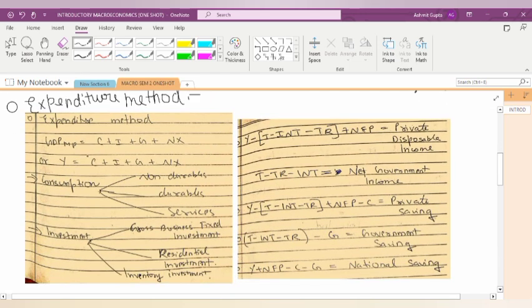Now moving to the expenditure method, you can see from my notes here that GDP at market price equals C plus I plus G plus NX, which are basically consumption, investment, government expenditure, and net exports. In consumption, the division goes like this: non-durables, durables, and services. In investment, we have gross business fixed investment, residential investment, and inventory investment.